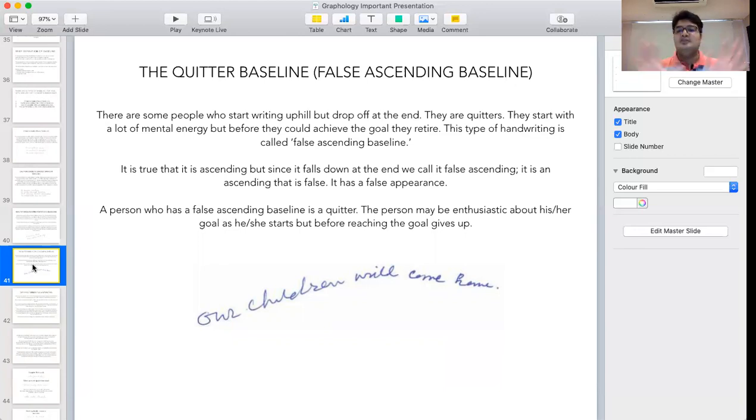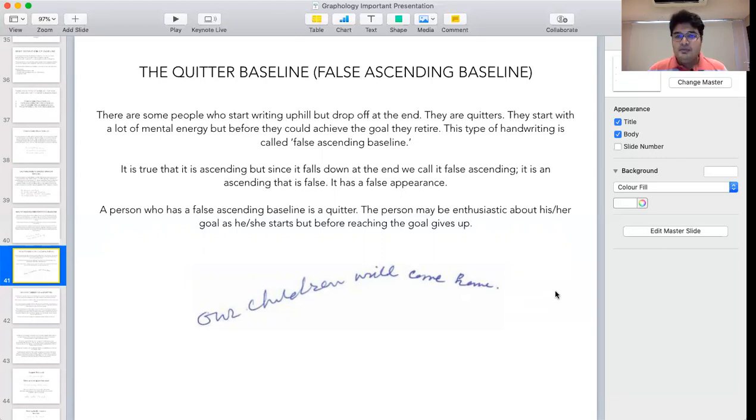So basically, it has a facade. It has a false appearance. A person who has a false ascending baseline is a complete quitter. This person may be enthusiastic about his or her goal as he or she starts, but before reaching the goal, he or she completely gives up. So have a look over here. It's going upwards, and then the sudden drop, it's going downwards, right?